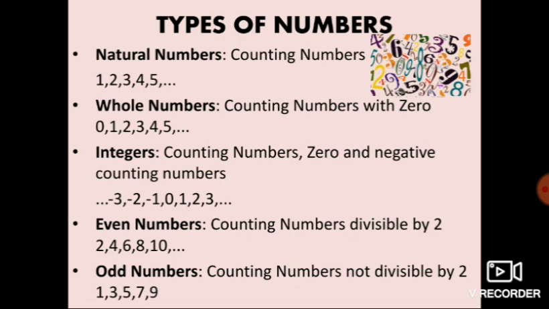What about even numbers? They are the natural or the counting numbers which are divisible by 2. That is 2, 4, 6, 8, 10, etc. And odd numbers are the numbers which are not divisible by 2. That is 1, 3, 5, 7, etc.